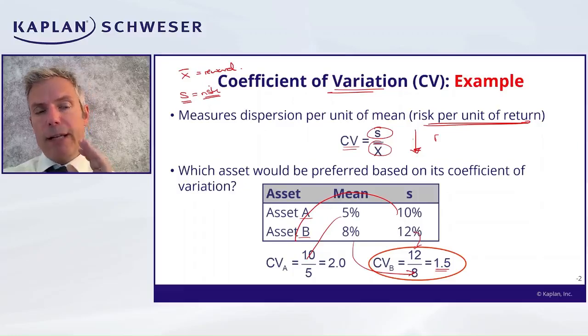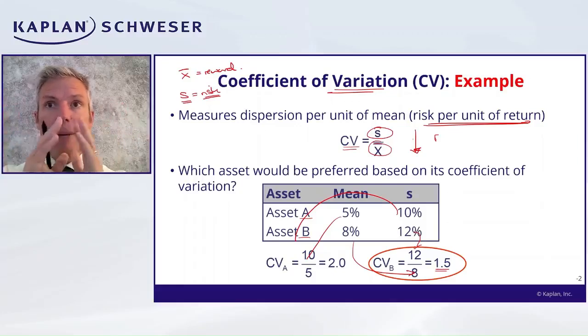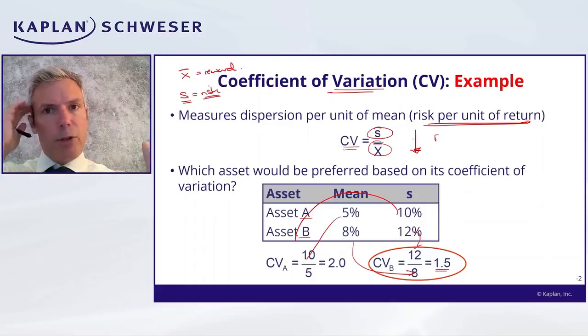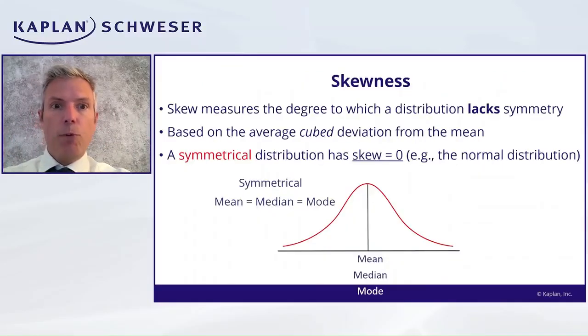Now, up till now, we've only considered what are called the first two moments of a distribution: the mean, the expected value, and the standard deviation, which is based on the squared deviation from the mean. It's based on variance. We do have measures which are based on cubed deviation, and we do have measures which are based on deviation to the power of 4, and they're called the higher moments of a distribution. So let's deal with the cubed one first.